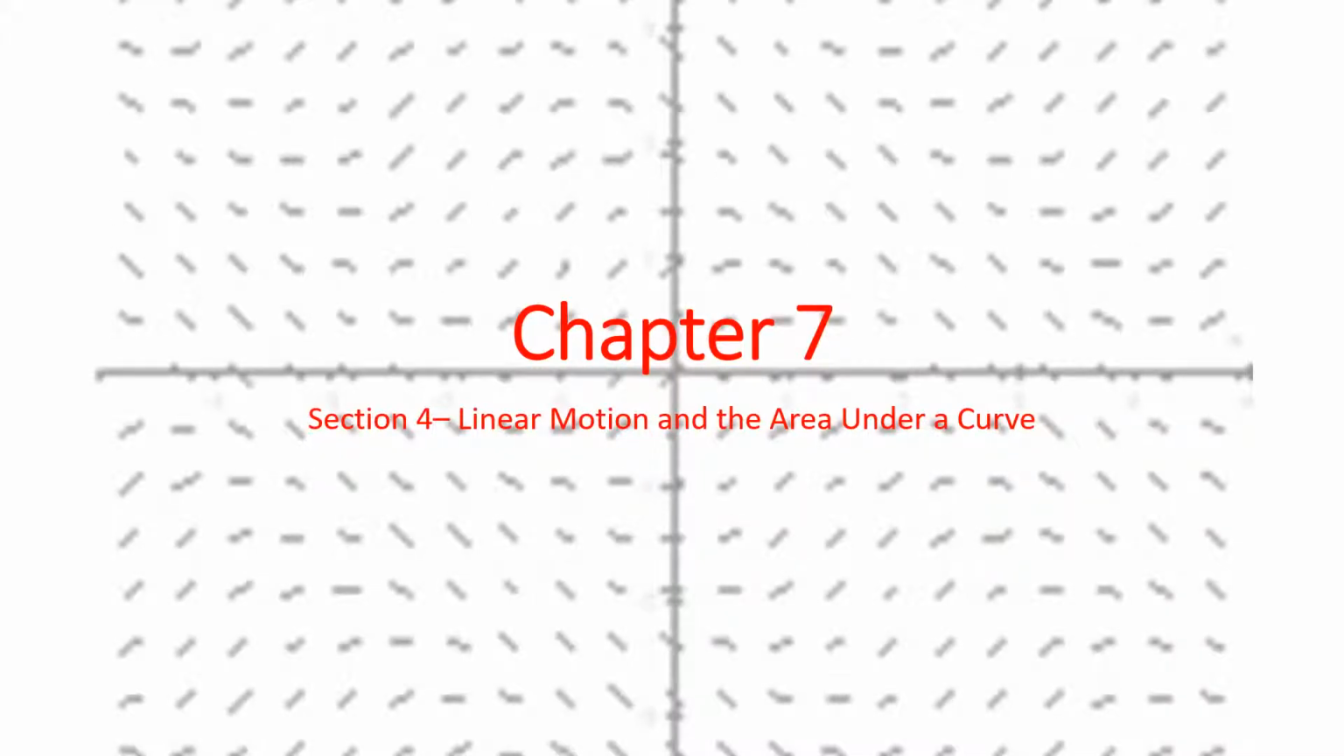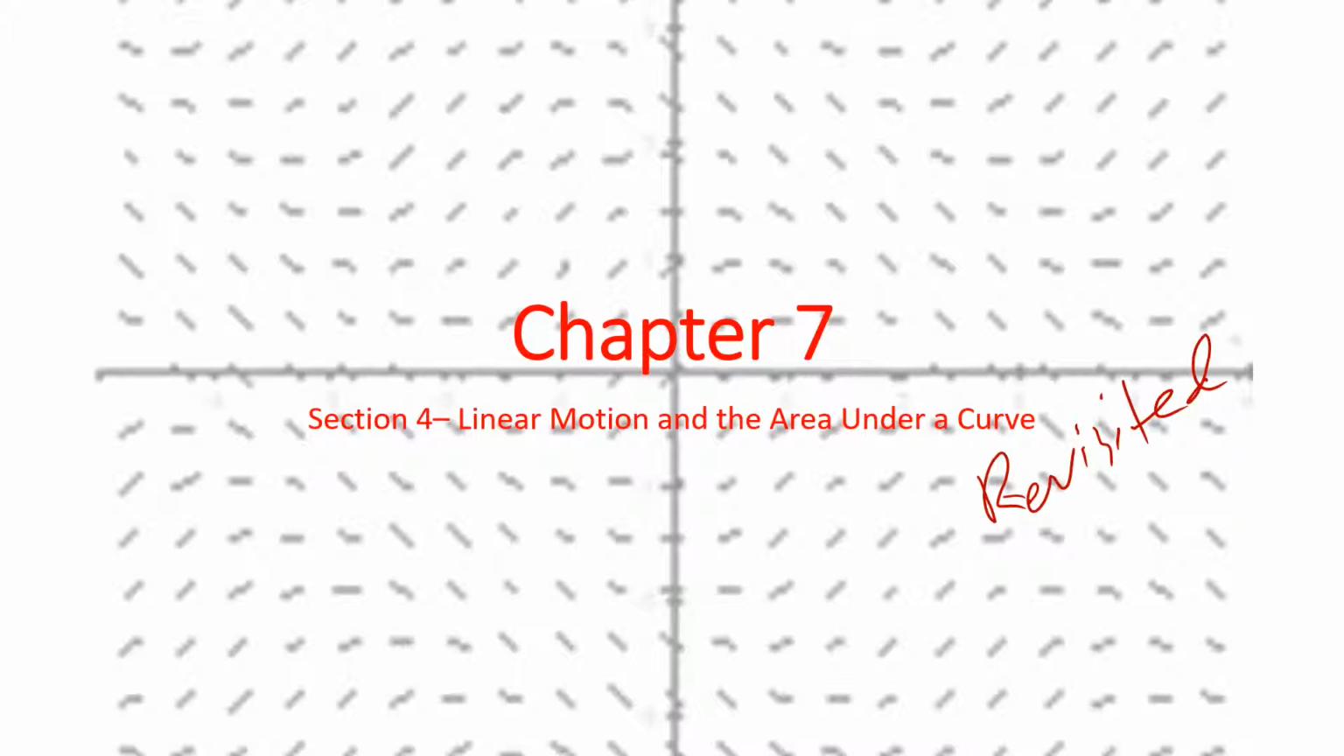In this section, section 4, we're looking at linear motion and the area under a curve, which really should be called linear motion and the area under a curve revisited, because we've done this before. We're just going to have different looks at it.